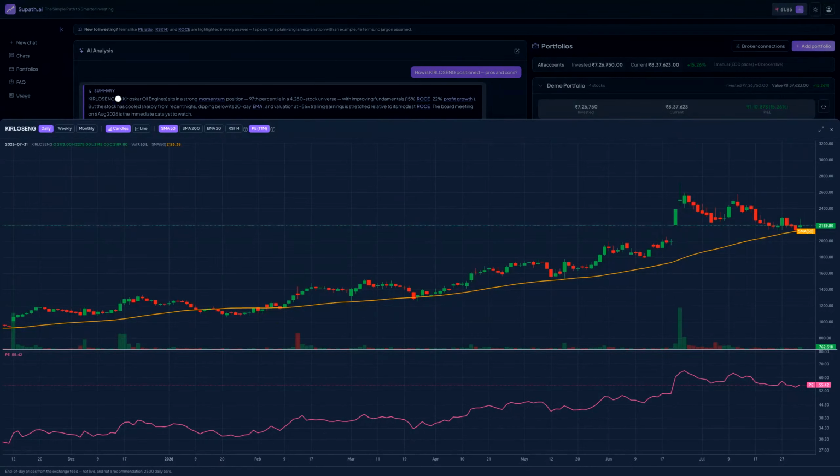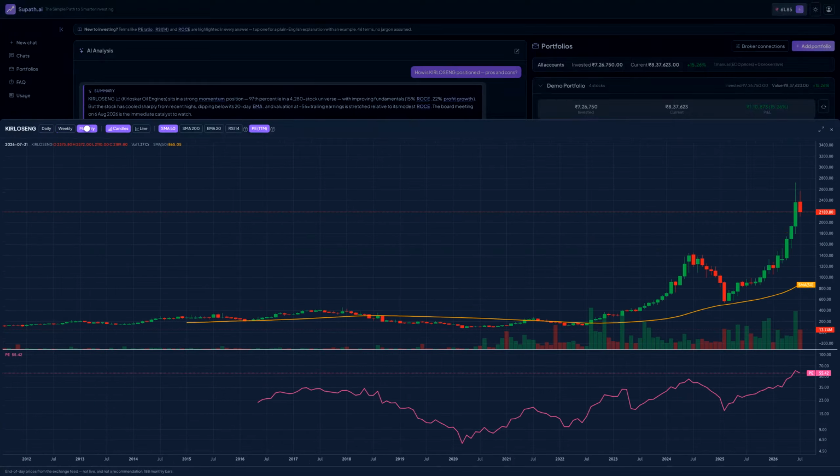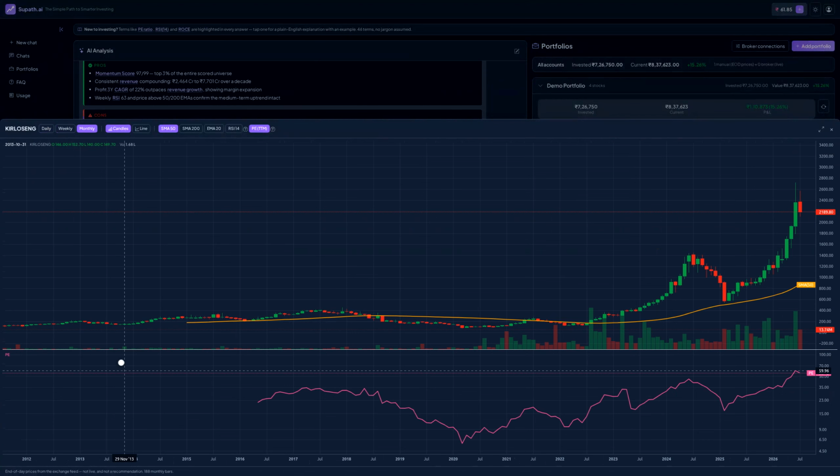averages layered over the price to spot trend. Zooming out to weekly, then monthly, strips away the daily noise and shows you the longer trend. Useful when you're thinking in quarters, not just the next few days.